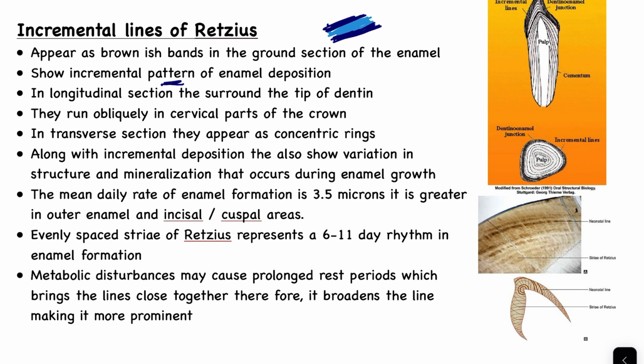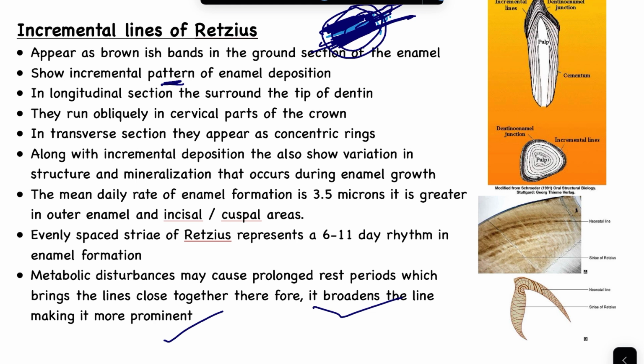making it more prominent. So, what will happen if I have a metabolic disturbance? Okay, a disturbance. So, this resting period will be prolonged, and if it is prolonged, let's just say that this thing took 6 days to form. Okay, so now in 6 days, only a very small amount of this enamel will be formed. So if a small amount of enamel is formed, these two dark blue lines will come close together. Okay, so these lines will broaden and this resting phase will increase and there won't be so much enamel formed. So this will appear broadened and this will appear reduced. Okay, so it broadens the line, making it more prominent.